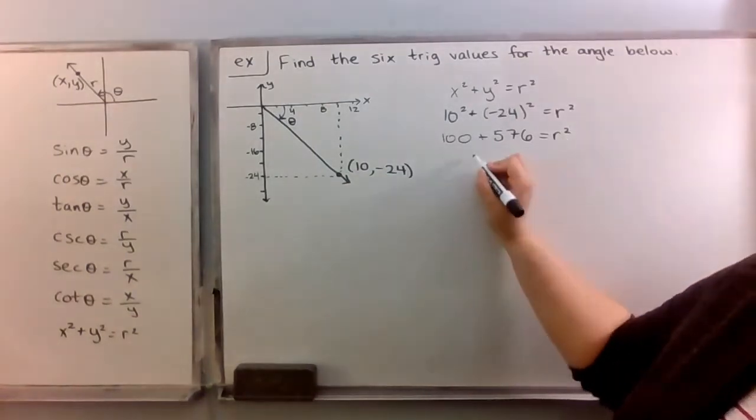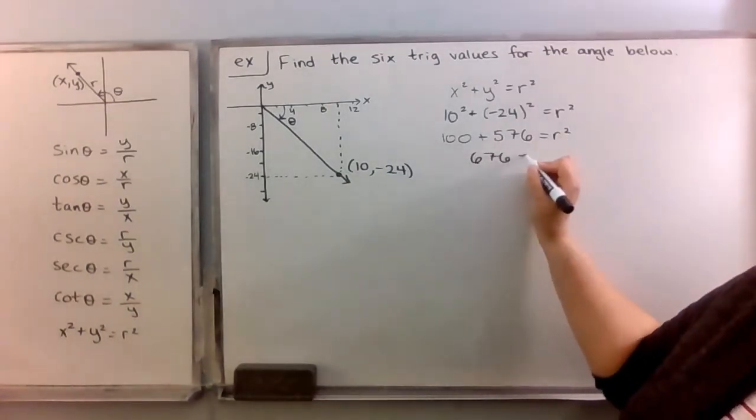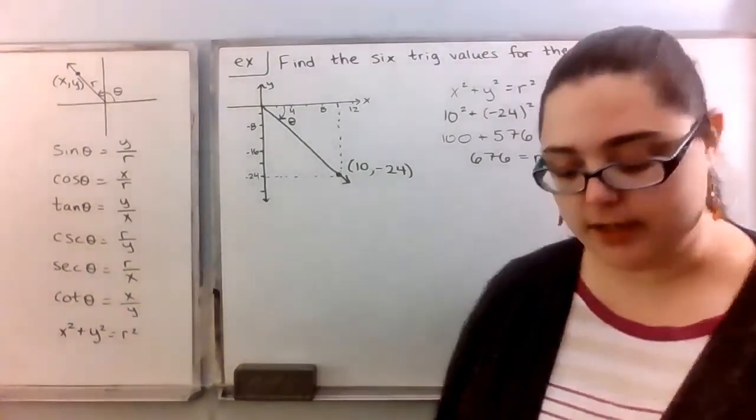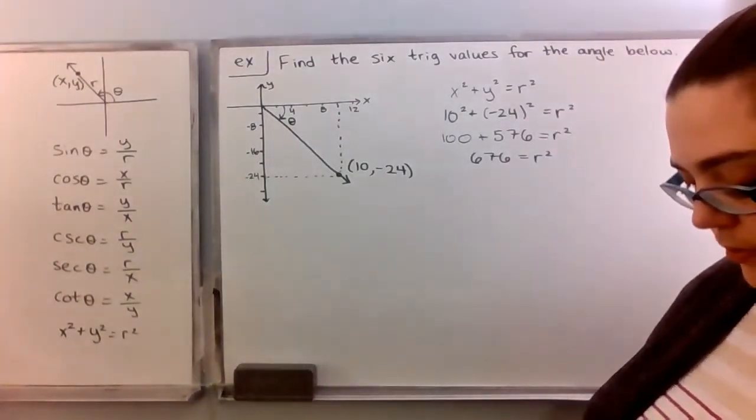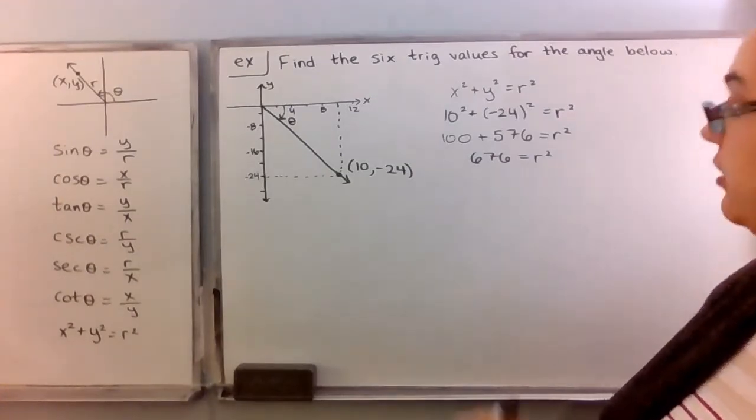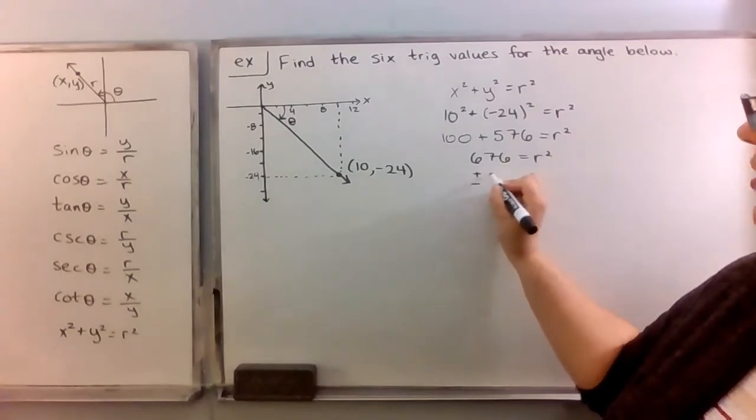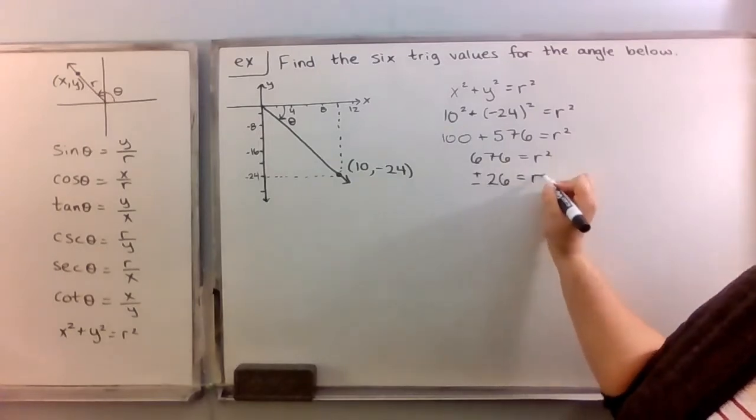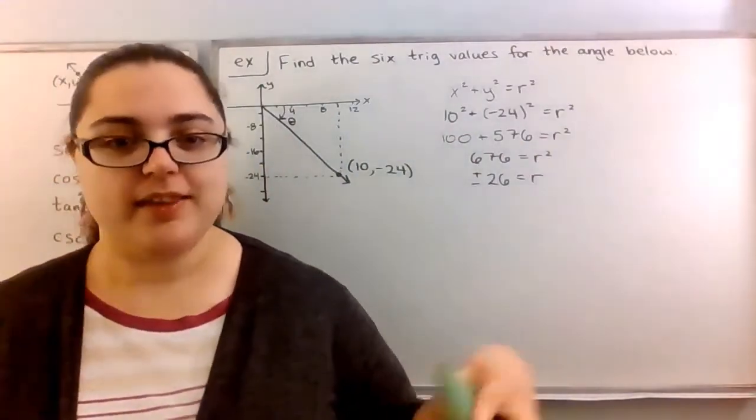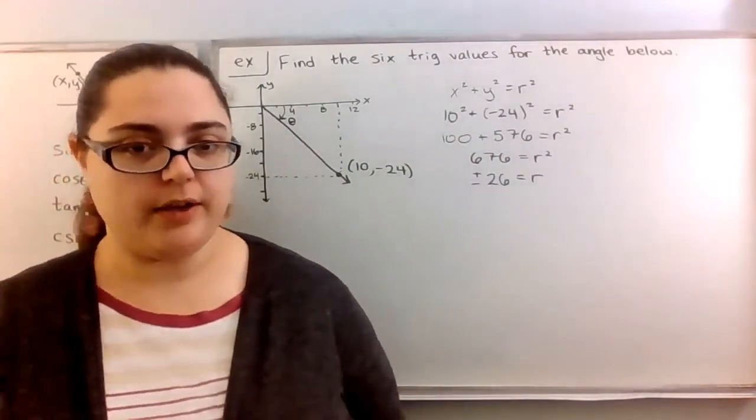So we're going to get that r squared is 676. And to solve, we're going to find the square root of both sides. So the square root of 676 is going to be plus or minus 26. Now, we have to figure out whether we want the plus or the minus of this value.